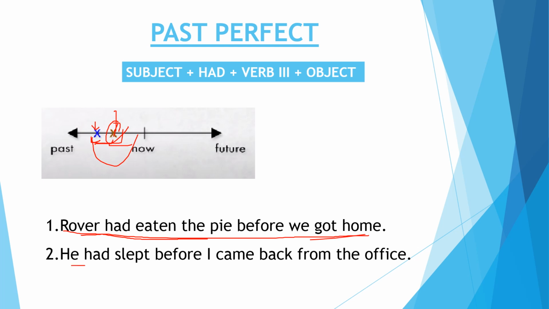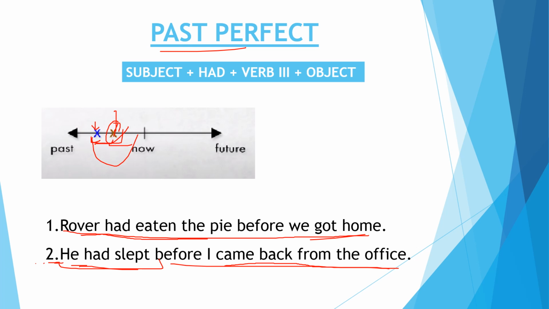Coming to the second sentence: he had slept before I came back from the office. So this is the first action that happened. He had slept. After that, what happened? I came back home from the office. So when we talk about the first, earlier action, we use the past perfect tense.